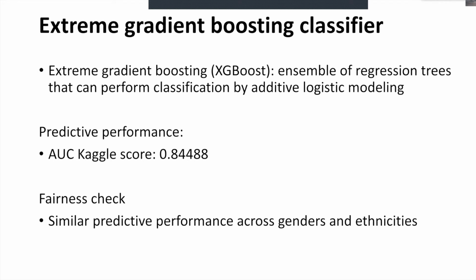Our choice of model was the extreme gradient boosting model, the XGBoost model. This is an ensemble of regression trees that performs classification by additive logistic regression. It achieved an AUC score as measured on Kaggle of 0.8448. And we performed a fairness check, as I mentioned, in order to make sure that we have indeed very similar predictive performance across genders and ethnicities.